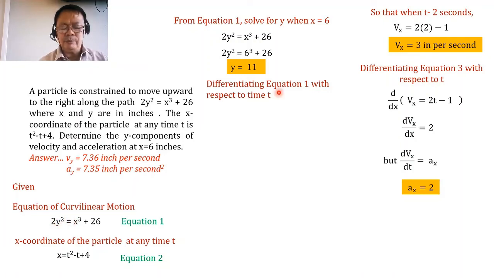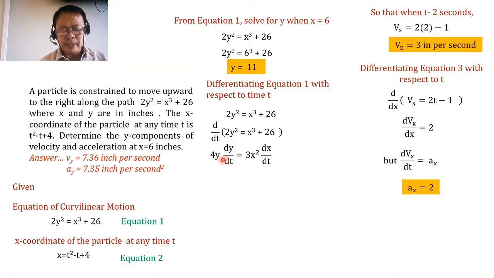So if this will be differentiated with respect to time t, here's our equation, 2y squared equals x cubed plus 26. If this will be differentiated with respect to time t, the left-hand side would be equal to 4y multiplied by dy over dt. The right-hand side will be equal to, the first term would have a derivative equal to 3x squared multiplied by dx over dt, plus the derivative of a constant, which is equal to 0.